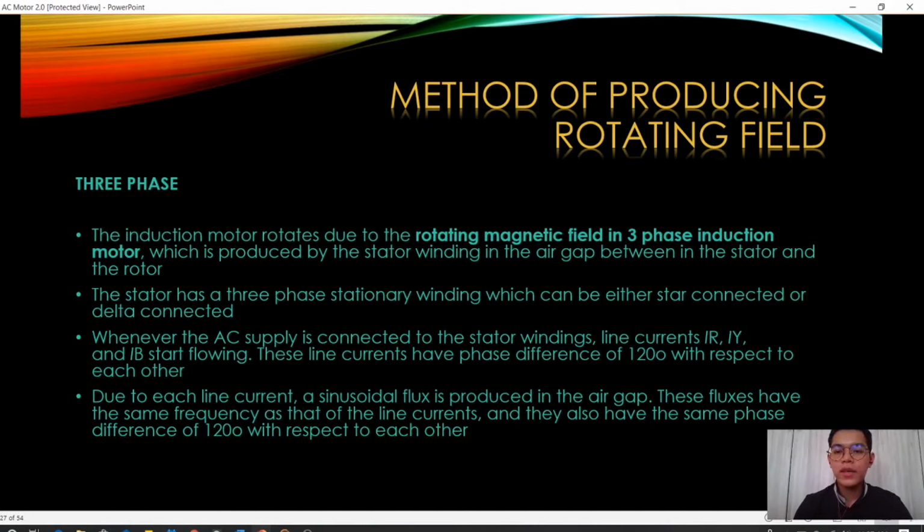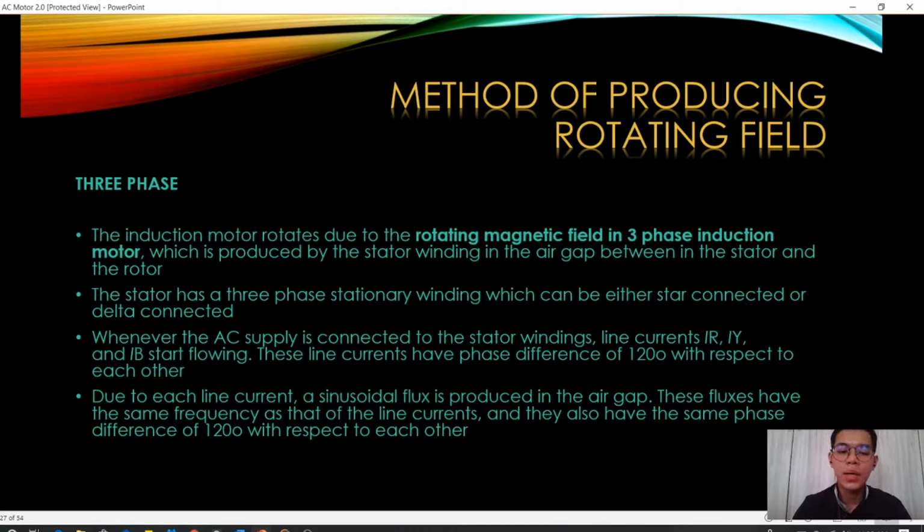Method of producing a rotating field for the three-phase. The motor rotates due to the rotating magnetic field in the three-phase induction motor, which is produced by the stator winding in the air gap between the stator and the rotor. The stator has a three-phase stationary winding, which can either be star connected or delta connected.